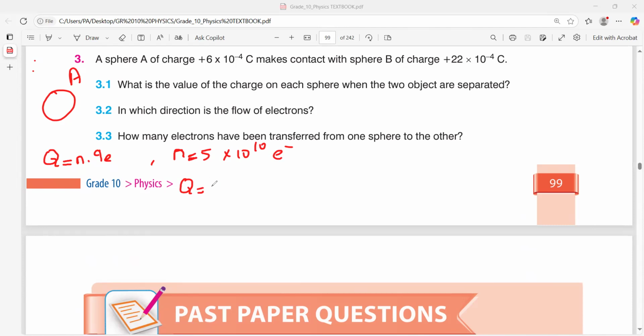So the first type of question, N times QE. N is what? We can write 5 times 10 to the power of 10. It is the number of electrons times the charge of an electron. The charge of an electron is 1.6 times 10 to the power of negative 19 coulombs. When we calculate, we get 8 times 10 to the power of negative 9 coulombs. But whether you use negative or positive here, you must check your question. If they said excess electrons, so gaining electrons, it means negative. Losing electrons, it is positive. Okay, let's see that kind of questions in our examples.